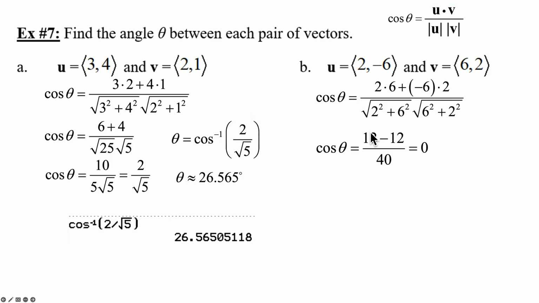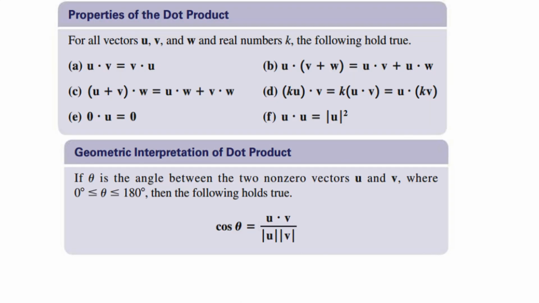So there's my 12 minus 12 over 0. Now, the only reason I did the denominator is to show one of my properties. Like I said, inverse cosine of 0 is 90 degrees. But let me go back real quick to this property right here. u dot u equals the magnitude squared.